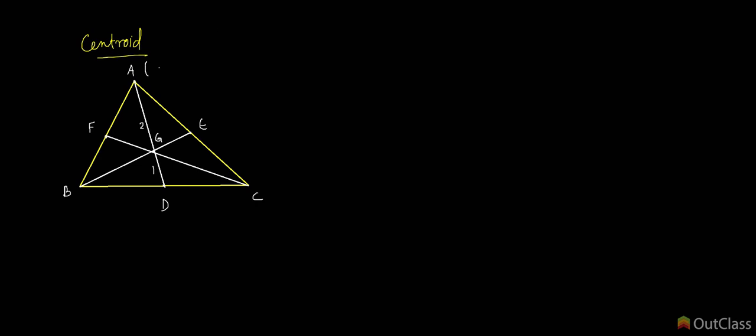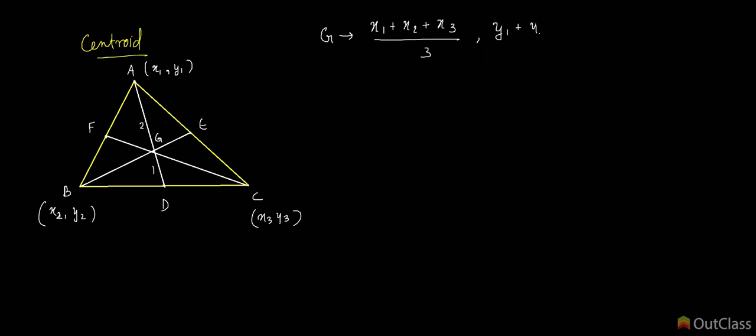Now the given vertices are x1, y1, x2, y2, and x3, y3. The coordinates of G are (x1 plus x2 plus x3) by 3, (y1 plus y2 plus y3) by 3. The x coordinate is the average of the x coordinates of the vertices, ditto for the y coordinate. And this is pretty easy to derive. All you gotta do is use the section formula to find the coordinates of D, and then use the section formula again and divide AD in the ratio 2:1. You will get exactly this expression. You can try it out yourself.